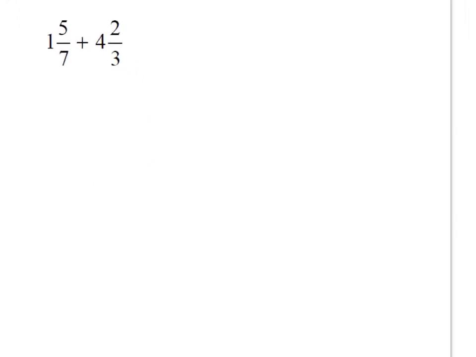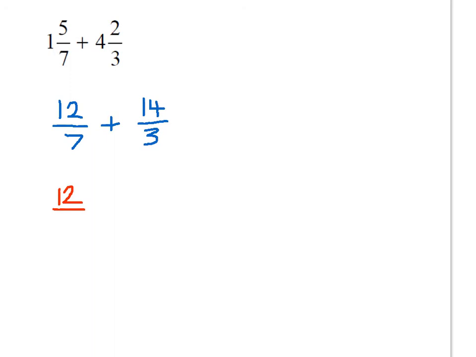Third one is adding fractions, and these follow a slightly different set of rules, but it's the same thing to start here. So 1 times 7, 7, add 5 gives us 12 sevenths. 4 times 3 is 12, add 2 gives us 14 thirds. Now, you can only add and subtract fractions when they've got the same denominator. So there's nothing we can do with those two fractions at the moment. We've got to change something so that they've got the same denominator.